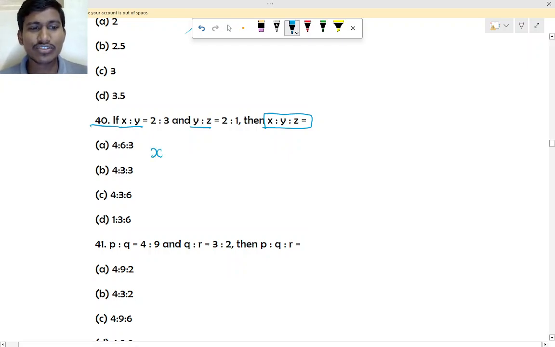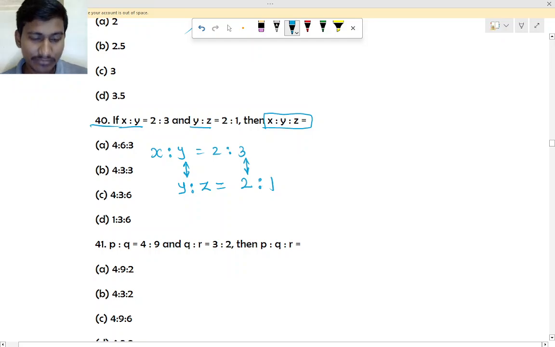So x is to y is how much? 2 is to 3. Now y is same in both, right? So y you have to write like this. Okay, so y is to z is how much? That is 2 is to 1, one below the other. Y should be one below the other. Okay?